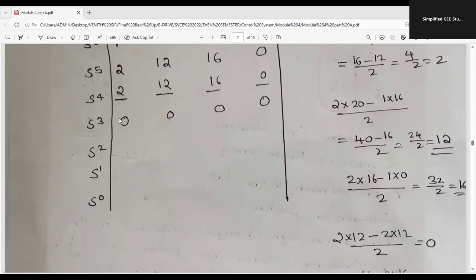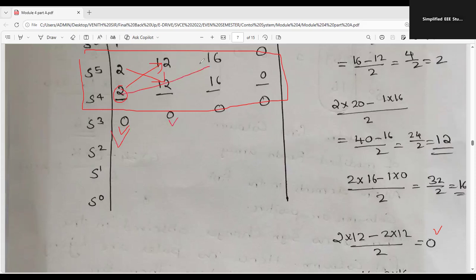Whenever I am updating the fourth row, I found some problem. What is my problem? To update the fourth row, you consider the previous two rows. How did I get the 0? Because 2 into 12 minus 2 into 12, divided by 2. That means 24 minus 24, divided by 2. That is absolutely 0. Likewise, I want to calculate another element. How to calculate? 2 into 16.